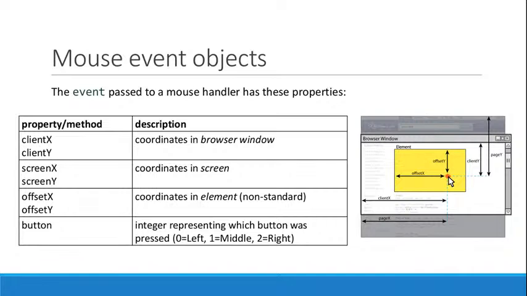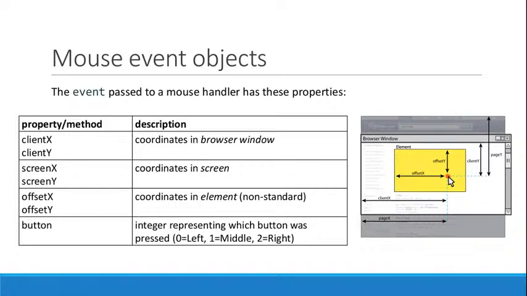So you have the mouse event objects. The event that is passed to a mouse handler has these properties. So when you handle a particular mouse movement, a mouse selection, a click, or a mouse out, whatever it is, the mouse event object is what is passed to the mouse handler. When the event is actually handled by the mouse handler function, it gets these properties.